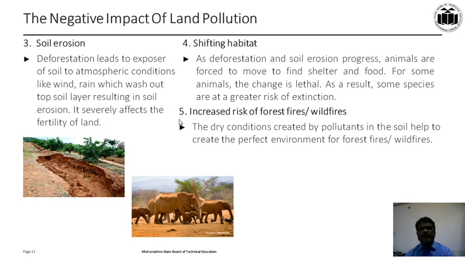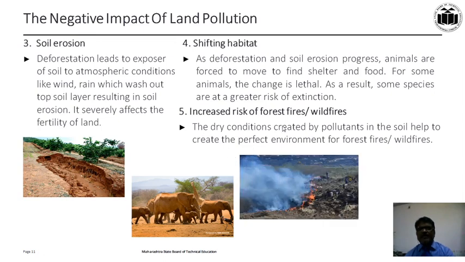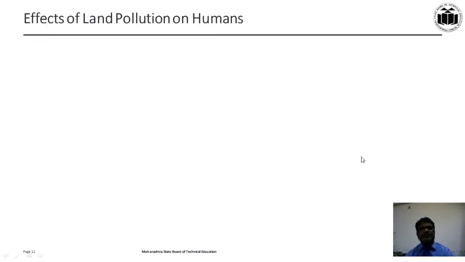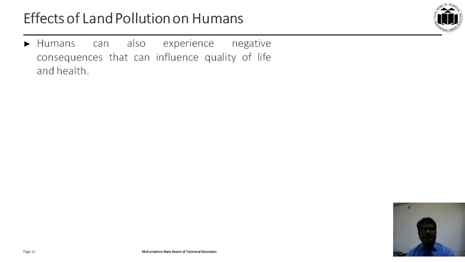The fifth negative impact: increased risk of forest fires and wildfires. The dry conditions created by pollutants in the soil help to create the perfect environment for forest fires and wildfires. Now we have to study the various effects of land pollution on human beings.